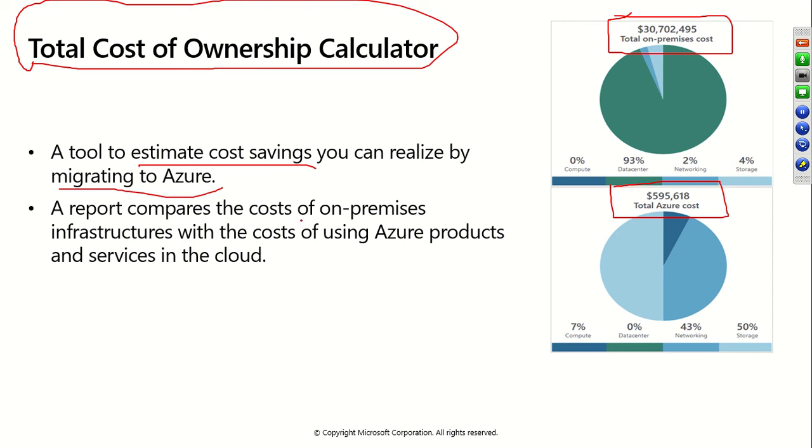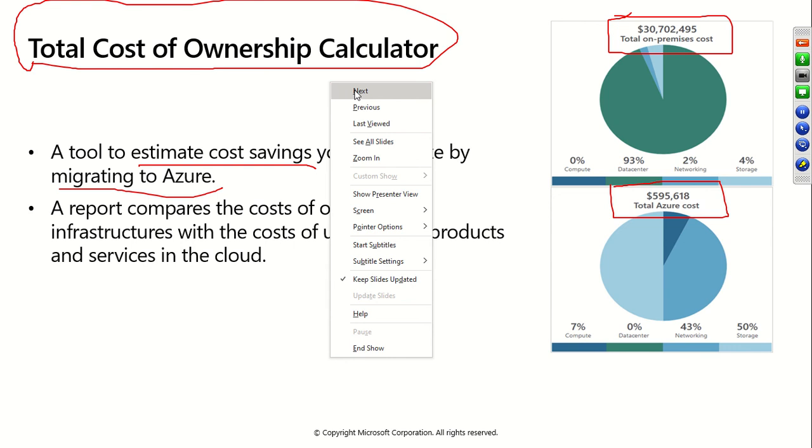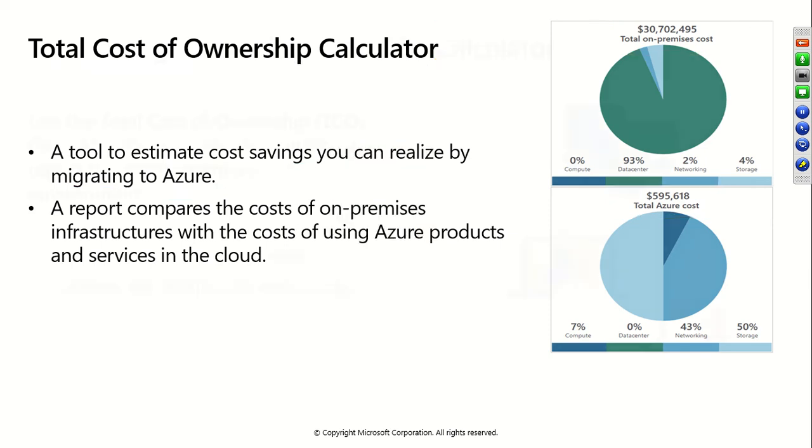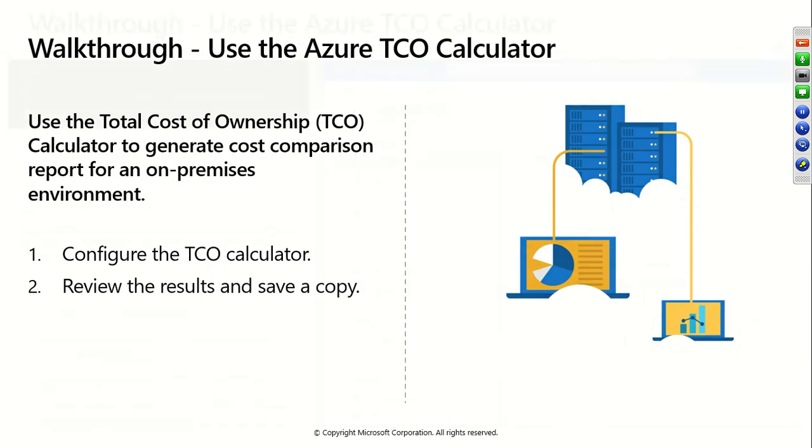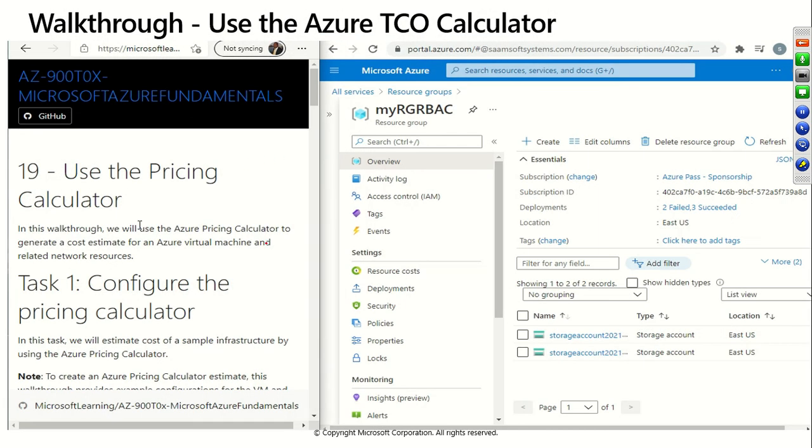So this does a comparison. The total cost of ownership is to get a comparison between what is costing you now to maintain your data center and how much it will cost you if you move your data center workload to Azure. Okay, so there's a website where you can get this information as well.